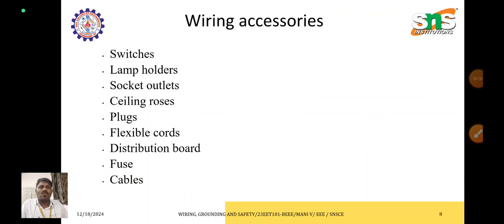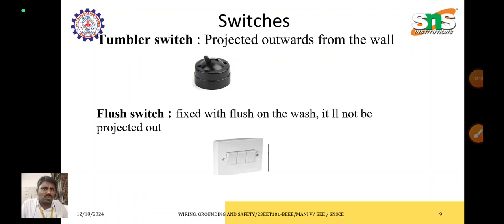So these are the tools, and the next one is accessories. For wiring accessories we are in need of switches, lamp holder, socket outlet, ceiling roses, plugs, flexible cord, distribution board, fuses, cables, etc. So switches: there are several types of switches used in commercial as well as residential applications.